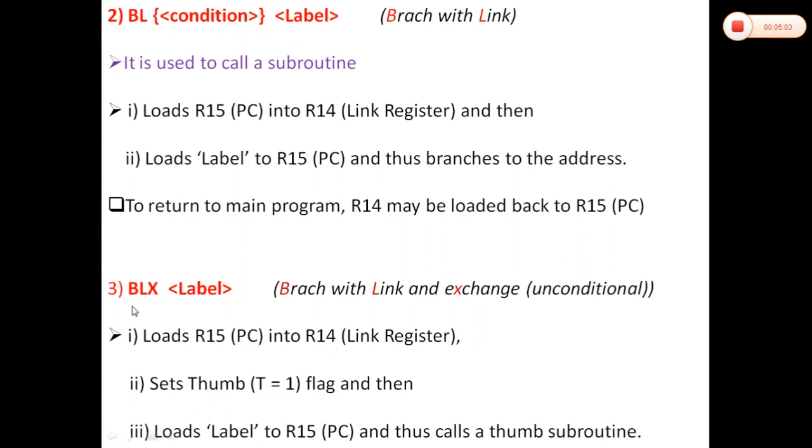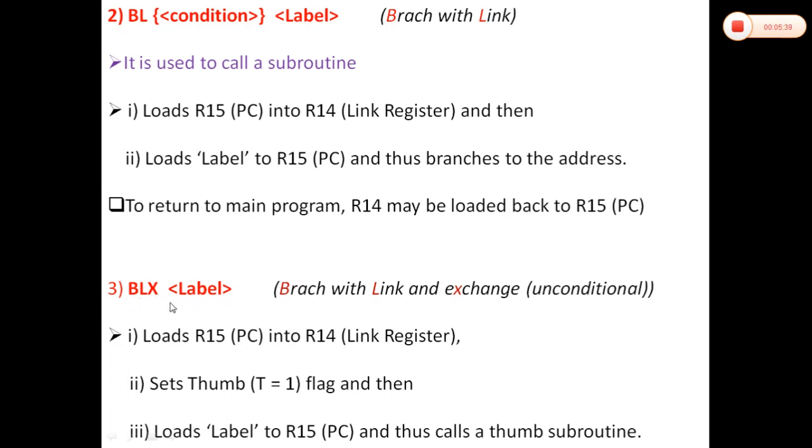The other instruction is branch with link and exchange followed by label. So this is again an instruction which calls a subroutine. It's an unconditional instruction. There is no condition field here, and this instruction also changes the mode of operation of the processor from ARM to Thumb mode. That's why it is called branch and link with exchange. It changes the mode of operation from ARM to Thumb.